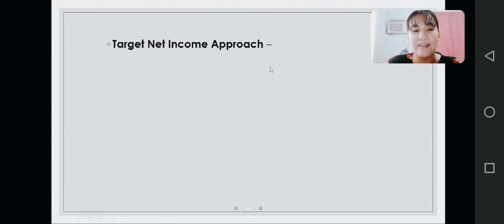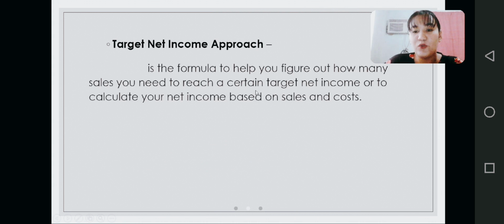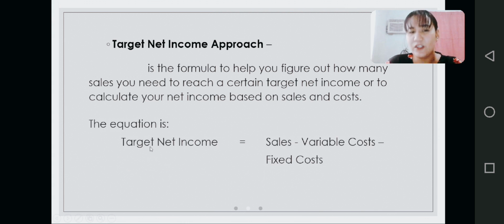And lastly, the target net income approach. It is the formula to help you figure out how many sales you need to reach a certain target net income or to calculate your net income based on sales and cost. So the equation of target net income is the sales minus variable cost minus fixed cost is equal to the target net income. Now, target net income here is basically all about your desired net income or profit.